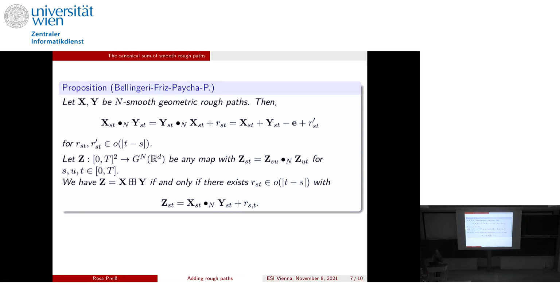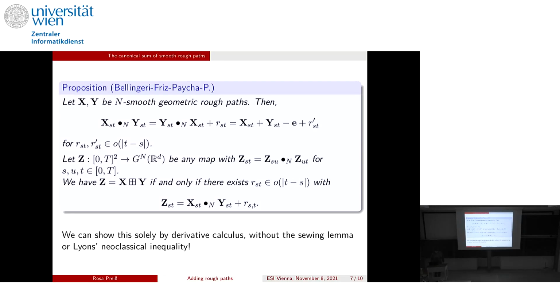and the increments actually in this smooth setting do not matter: if you take an increment of X and attach a little increment of Y, this is approximately the same as the other way around. Yeah, and so we can do this. And the funny thing now with all this smooth rough path stuff is that a lot of the things which were quite involved in Lyons' rough path theory, you can now do by simple derivative calculus.